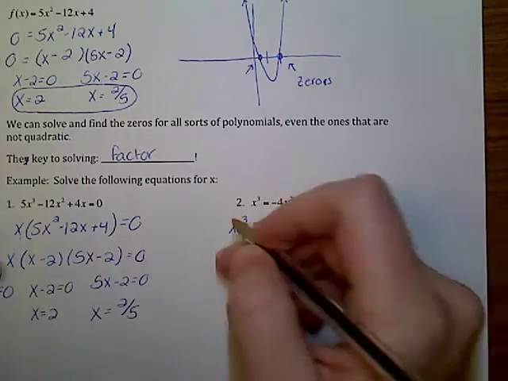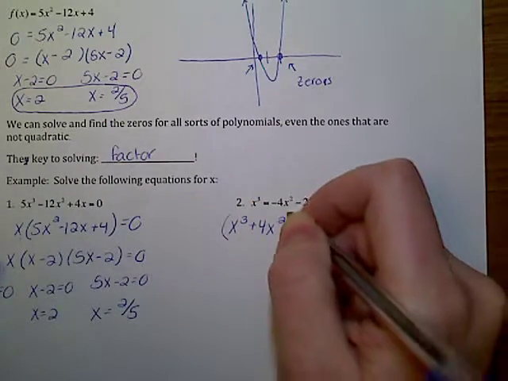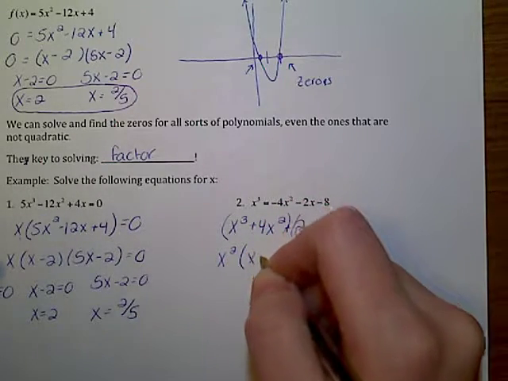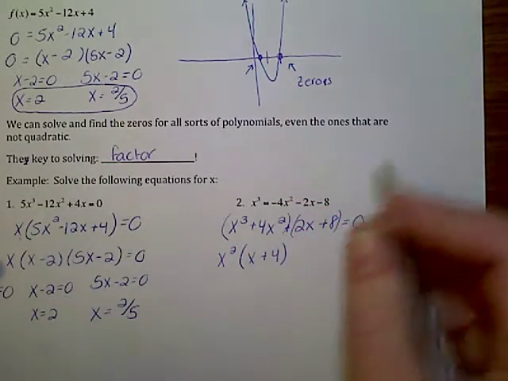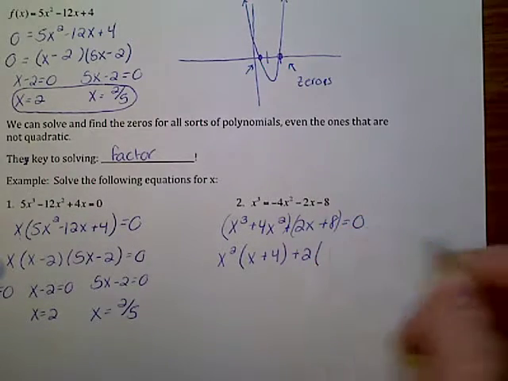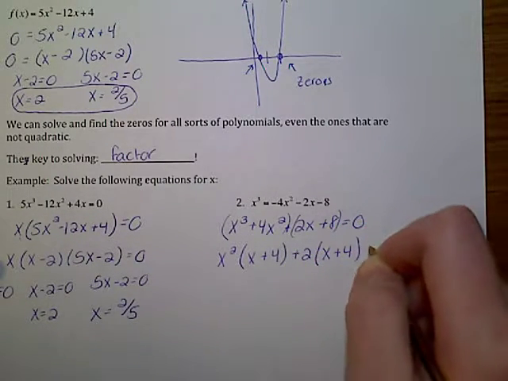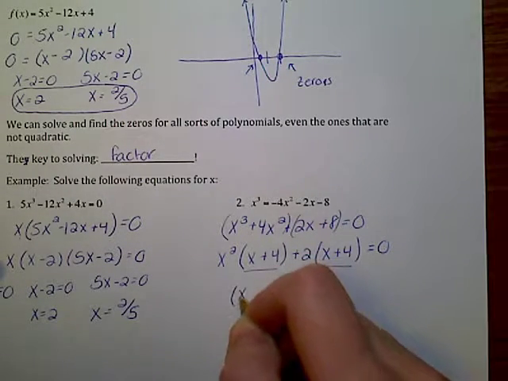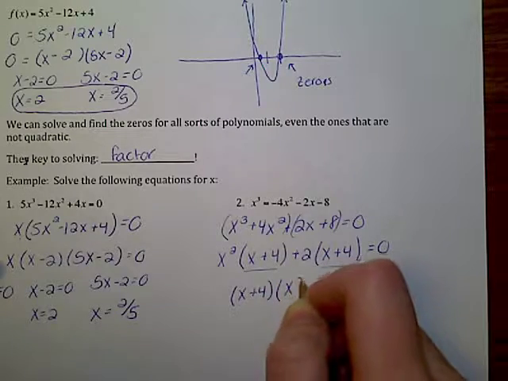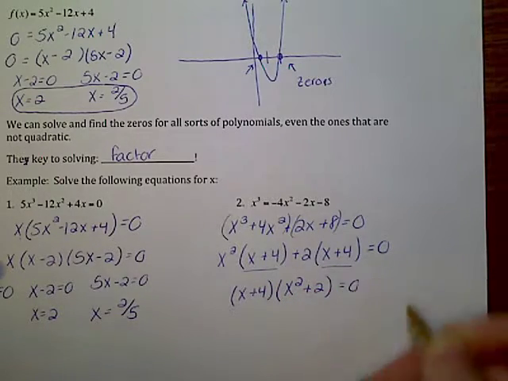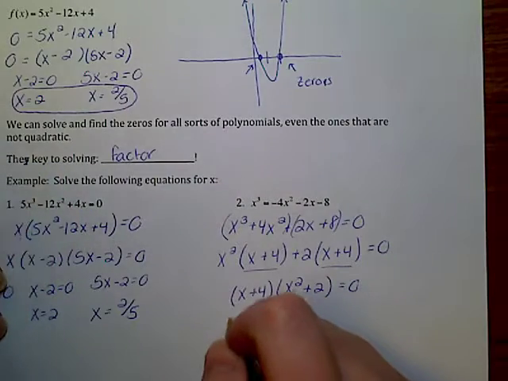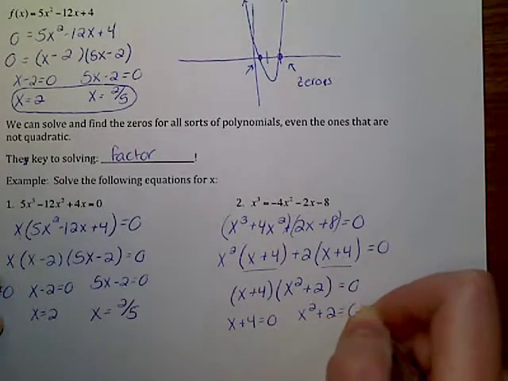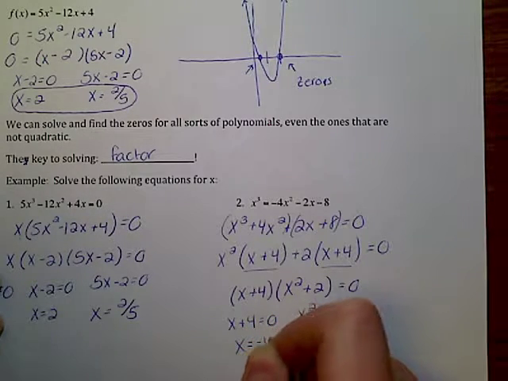This is an instance where it would make sense to factor by grouping. So I take out an x squared from the first term, and I'm left with x plus 4, and I take out a 2 from the next term, and I'm left with x plus 4. I have the same thing in each group, so I get to factor that away, and I'm left with x squared plus 2 is my other factor. And again, we take each of our factors and we set them equal to 0. So here I'm going to get negative 4.